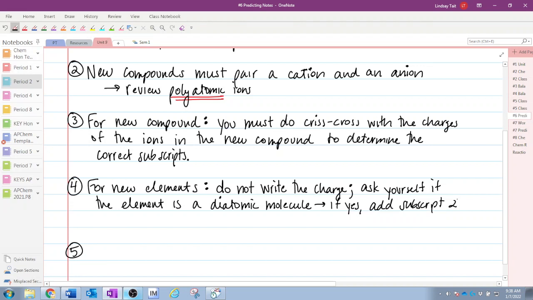If your answer is no, you're done. You simply write the symbol for the element, no charge next to it, and then you're done. Nothing else to write.